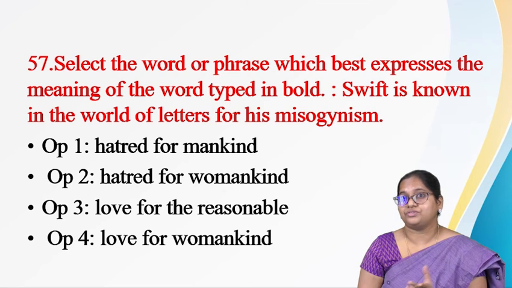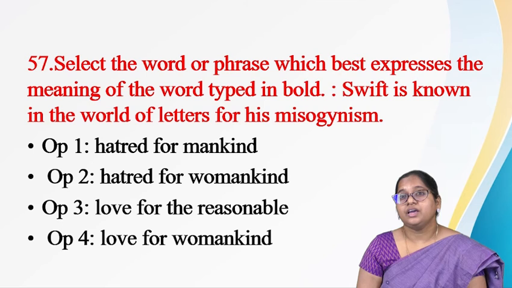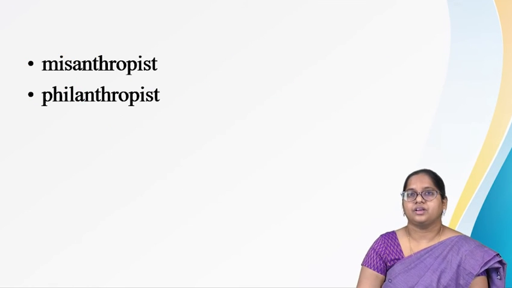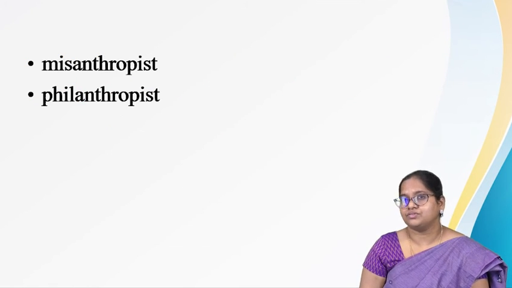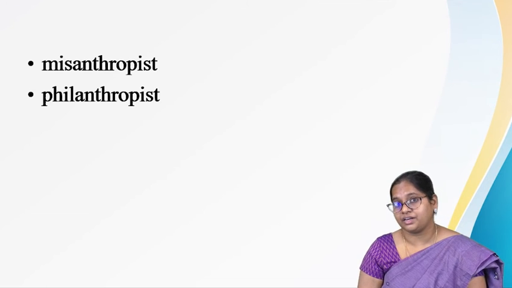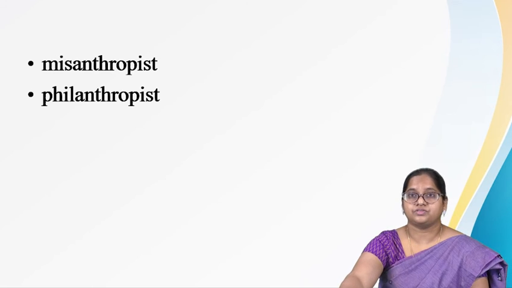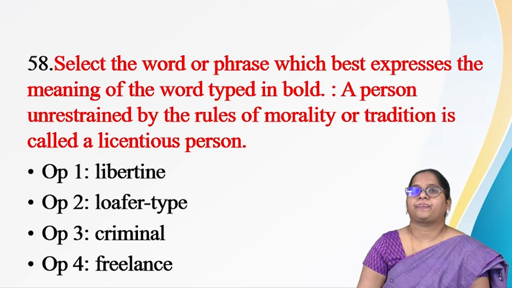Miso is the opposite of love. Hatred for mankind? No. Hatred for womankind? Yes. Love for the reasonable? No. Love for womankind? No. So hatred for womankind is the right answer. Somebody who loves humankind is a philanthropist. Somebody who doesn't love humankind is a misanthropist. This is for your information.